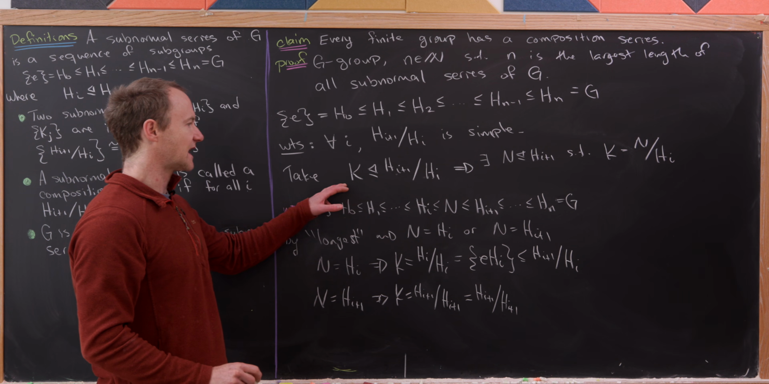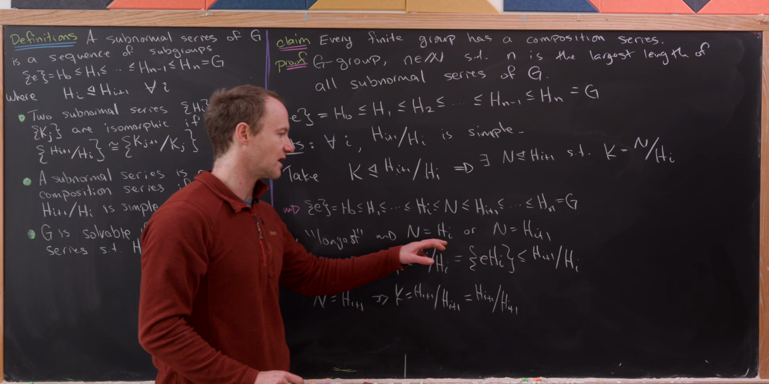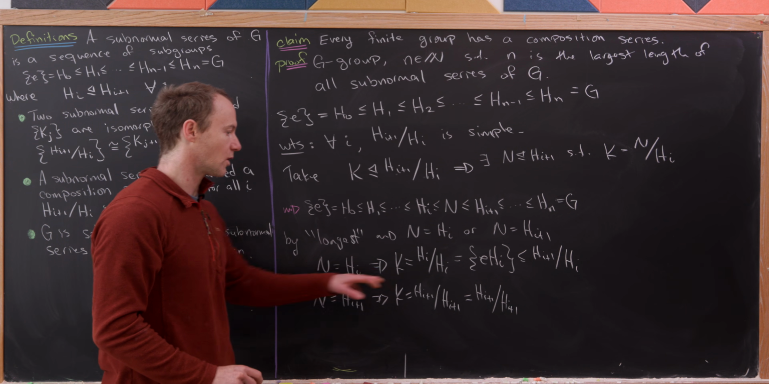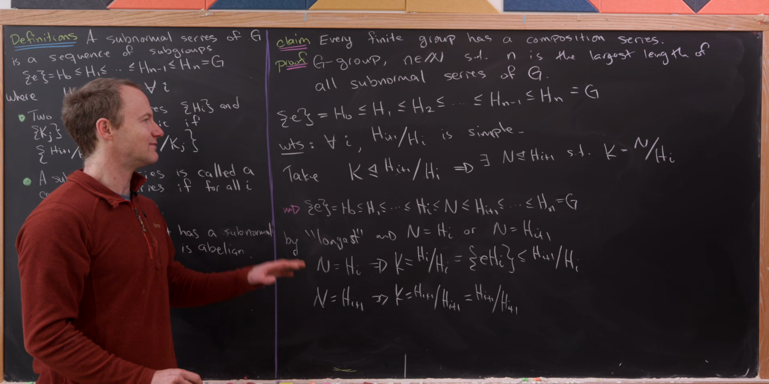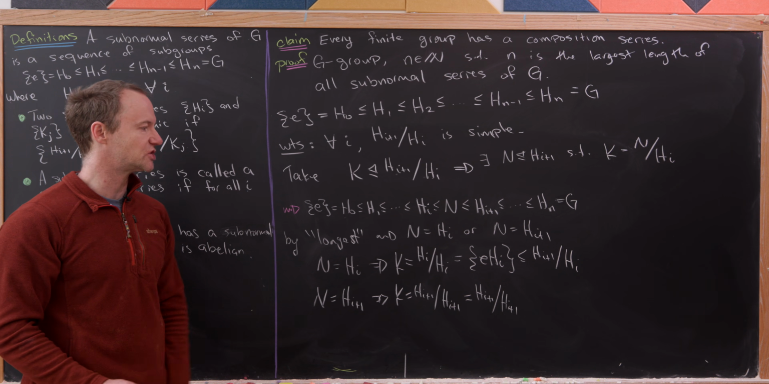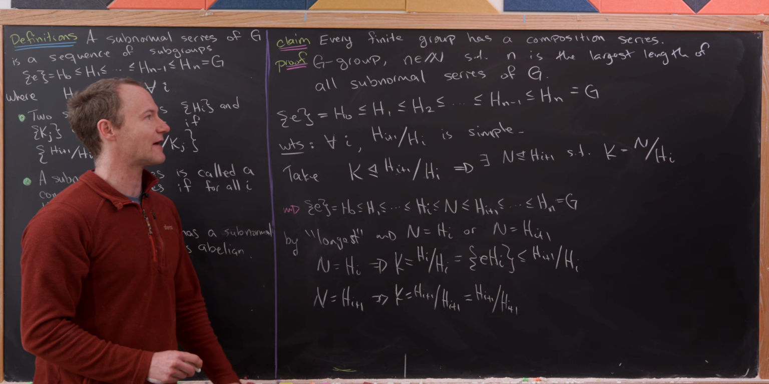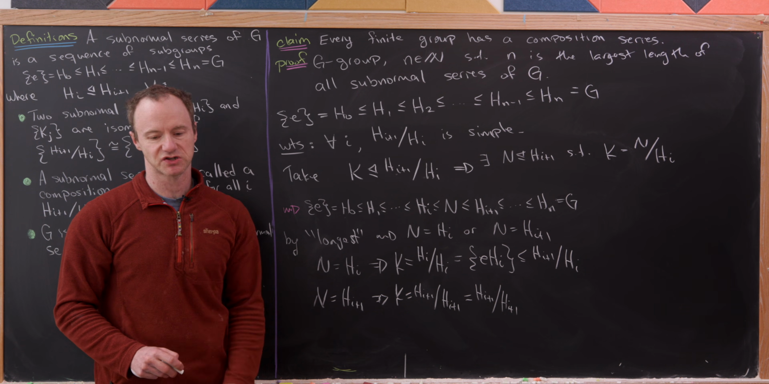So notice we've got K, a normal subgroup of this, but then that means that K is either the trivial subgroup or the whole group. But that's what it takes to show that this thing is simple, that those are the only two possible normal subgroups. Okay, so anyway, we've just shown that every finite group has a composition series.